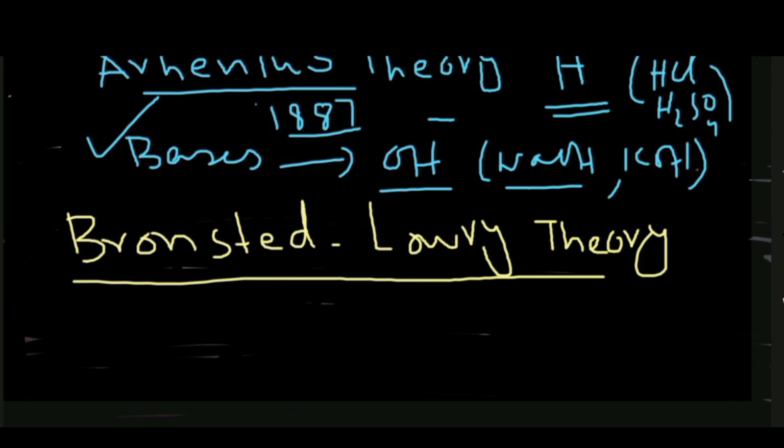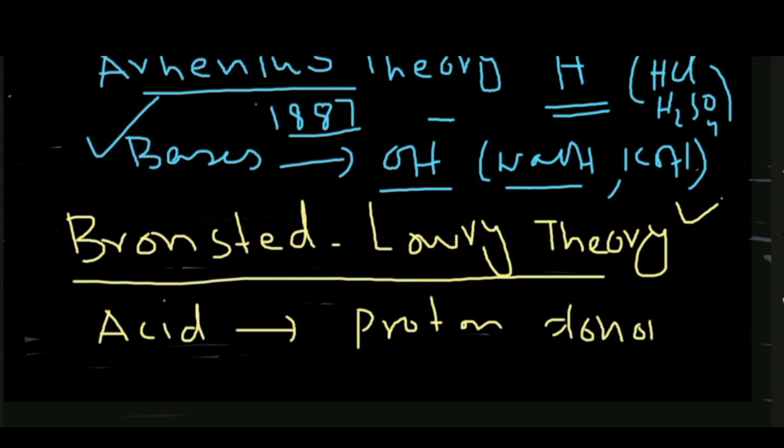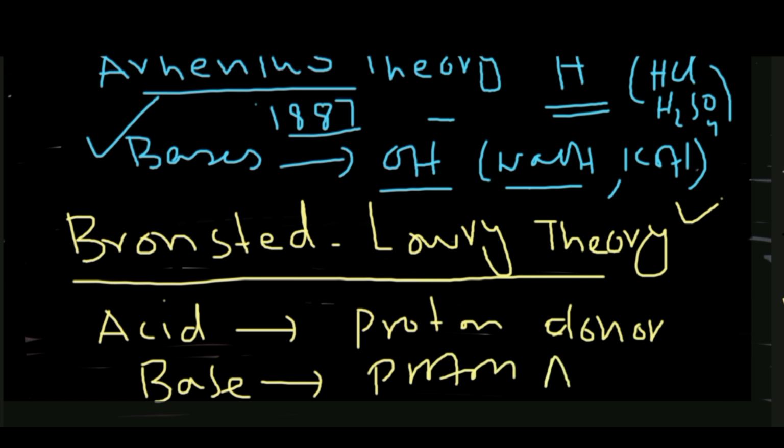The second one is the Bronsted-Lowry theory. According to this theory, an acid is a proton donor while a base is a proton acceptor. So according to Lowry-Bronsted, an acid is a proton donor, while the base is the proton acceptor. This is the base according to the Bronsted-Lowry concept.